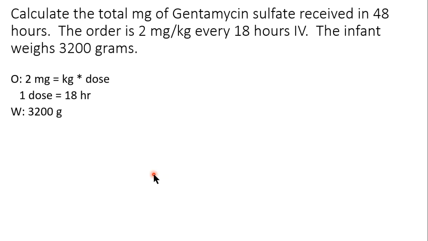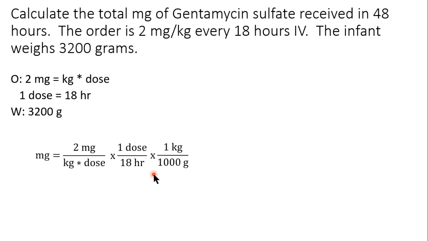The order is 2 milligrams per kilogram, and that is 1 dose. And there is 1 dose every 18 hours. So we have the weight of the infant in grams, which is 3,200 grams. We are being asked to calculate the total milligrams in 48 hours. So we would write milligrams equals 2. So we put the milligrams on top, 2 milligrams per kilogram per dose. 1 dose is every 18 hours.